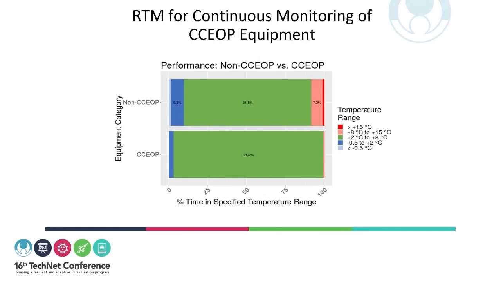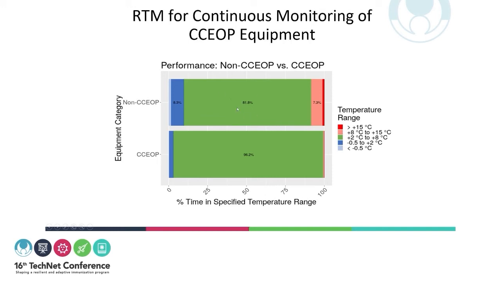And as I've said, again, we have used the remote temperature monitoring devices to measure the performance of our cold chain equipment. There are two types, those which were under the CCEOP and those which were not under CCEOP. So we see a big difference between the two, whereby for the cold chain equipment under CCEOP, the uptime was almost 96.2%, with a very minimal amount indicating freezing as well as high temperature.